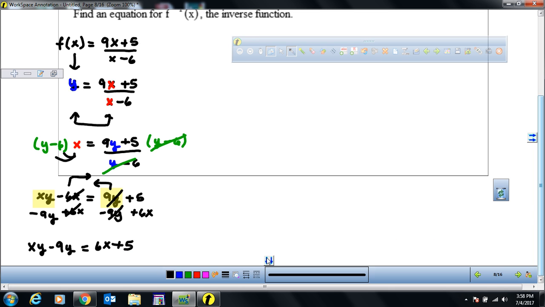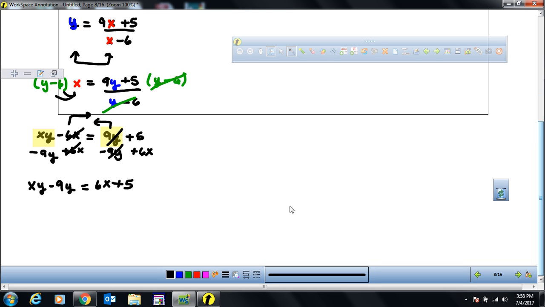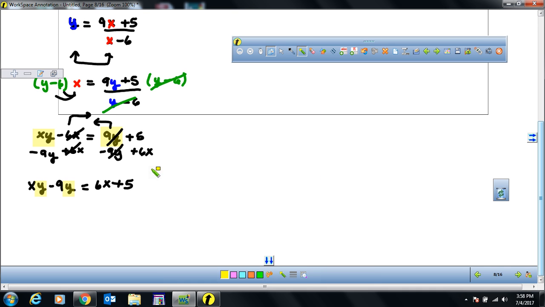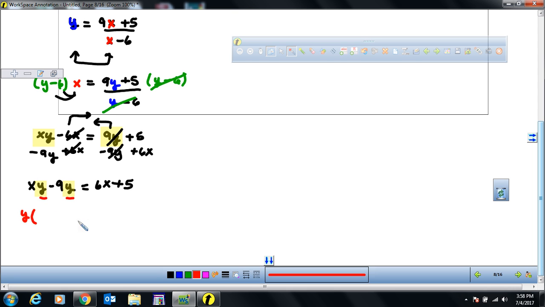So, how do we finish this? Now we need to solve for y. In order for me to solve for y, you see that there are two y's in this problem. So since there's two y's, we can factor out the y. That is our greatest common factor. So I'm just going to factor out this y, and if I factor it out, what we are going to have left in here is x minus 9 equals 6x plus 5.